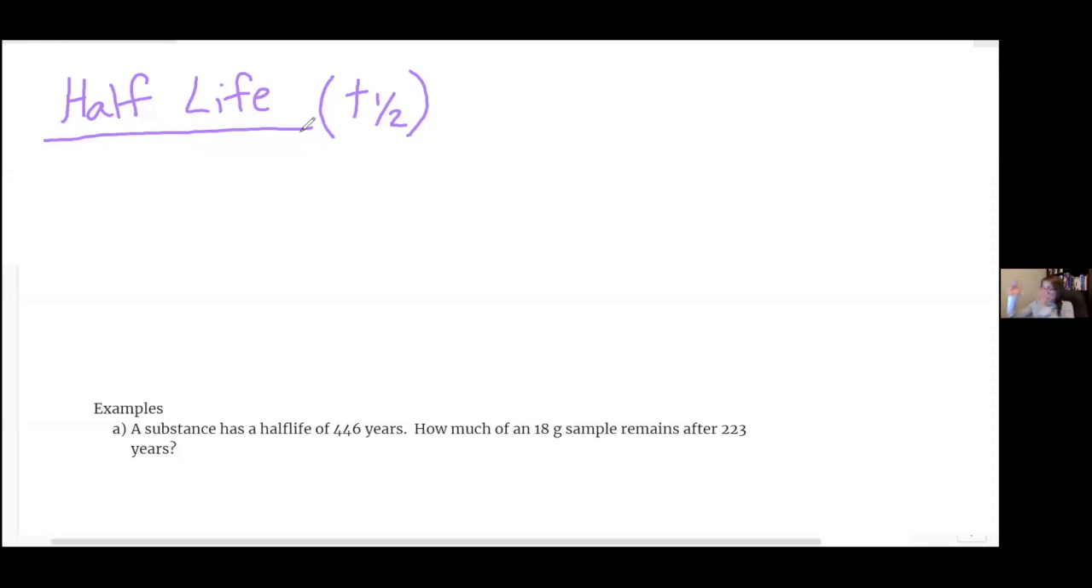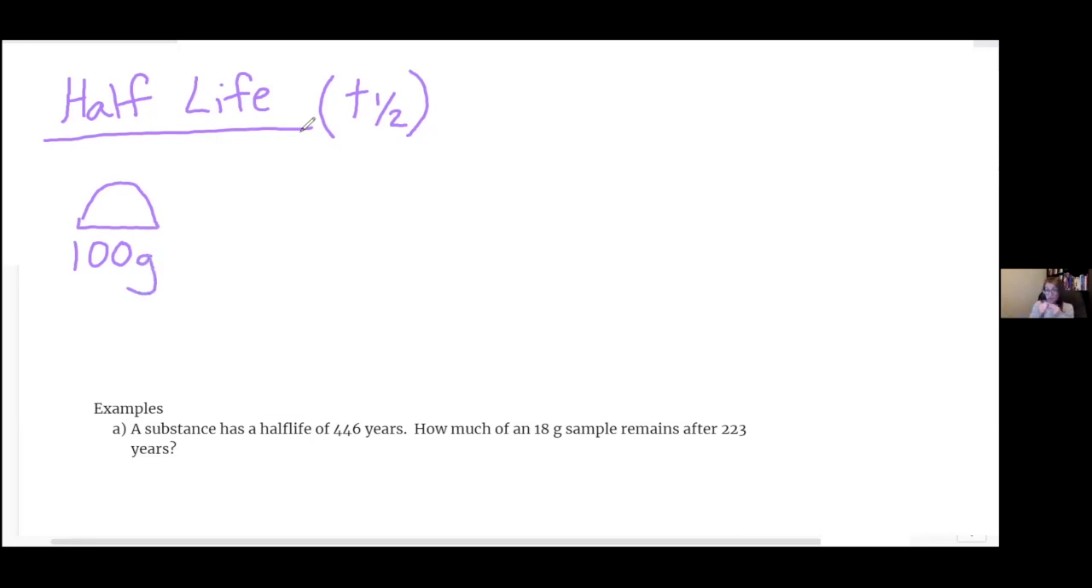So we sometimes write, you see in parentheses there, the T with a one half. It's the time T for half of the sample to decay. And understanding that's important. So a little visual for you. Let's say I had a pile of something radioactive, and we had 100 grams of it.